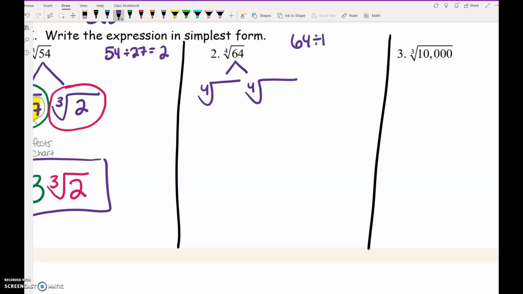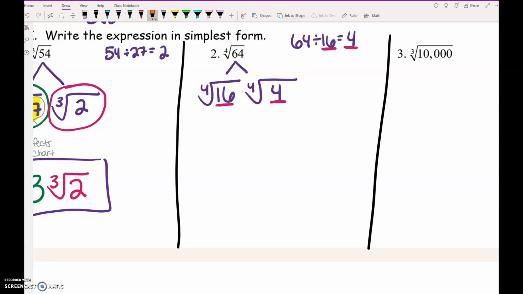Hopefully, we can do 64 divided by 16, otherwise there's not going to be a whole lot of simplifying happening. What is 64 divided by 16? 4. That means we have the 4th root of 16 times the 4th root of 4. So these numbers go in your radicals.